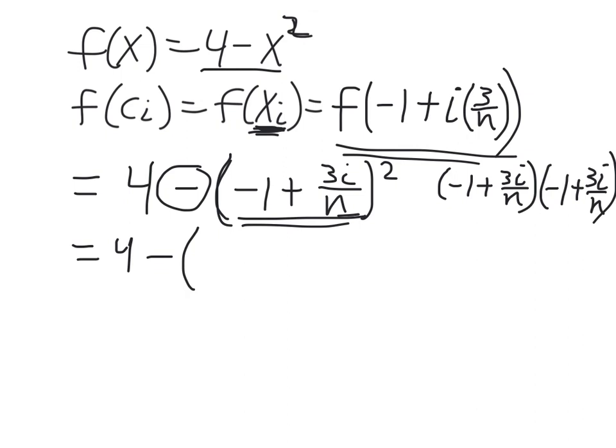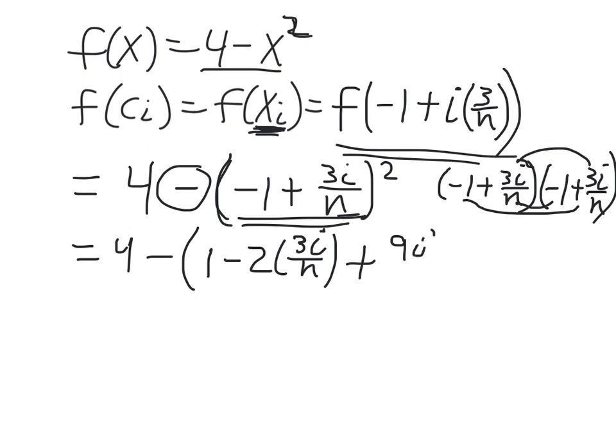But the first term is going to be +1. Then we'd have the outsides and the insides. We'll end up with -2 of the 3i over n. And then finally, our last, we'll have 9i squared over n squared.